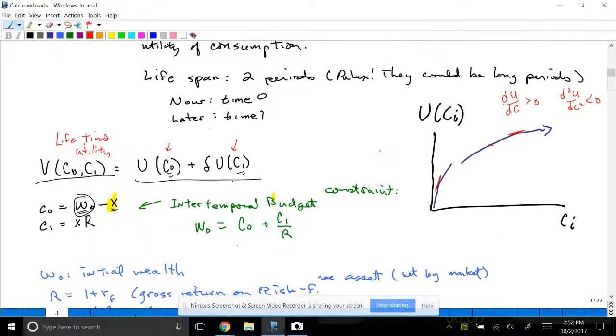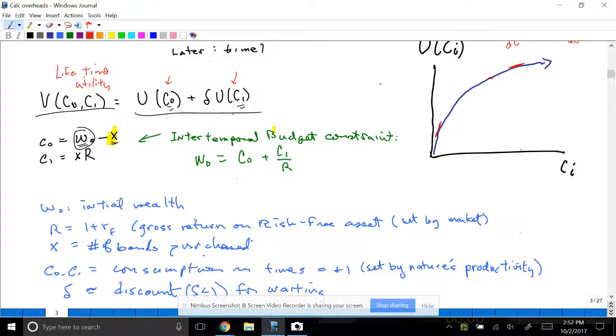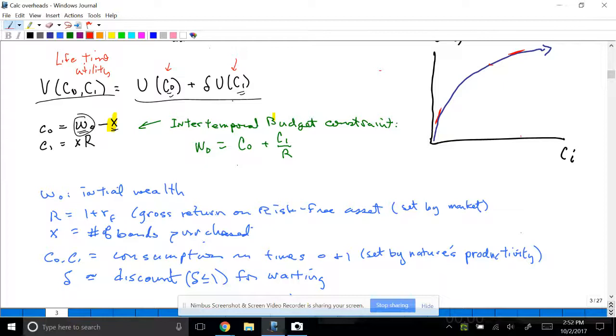One thing we might want to look at is how we allocate consumption over time. Let's say we're given some wealth and that's all we have. We're going to save by investing x units of consumption into a bond that's going to pay off R in the future, where R is 1 plus the risk-free rate. So that's how we consume. We see that x affects C0 and x also affects C1.